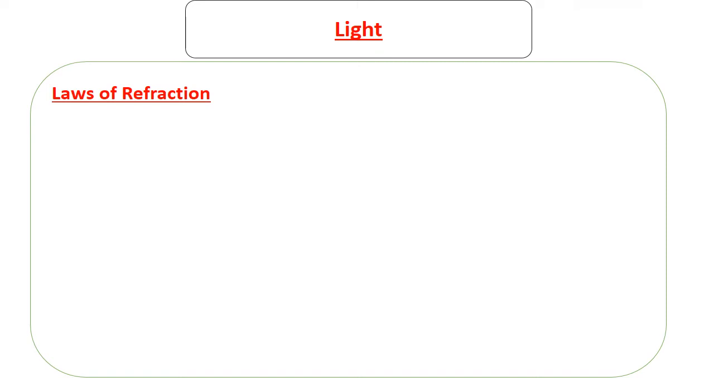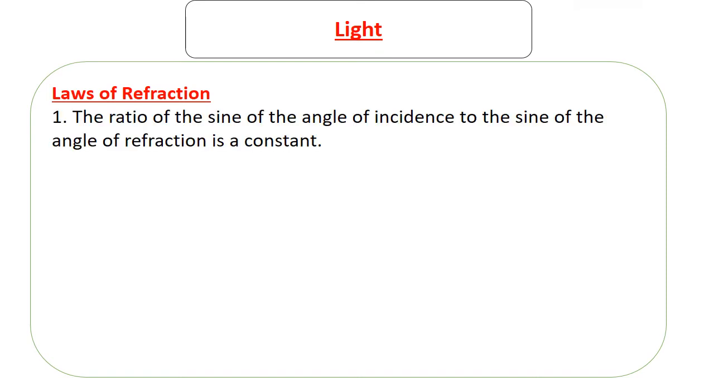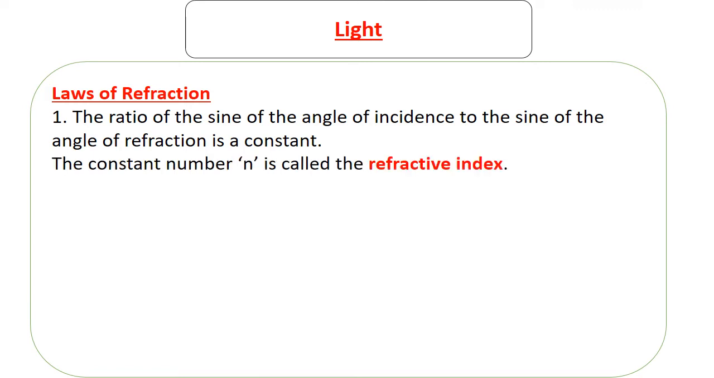Next, we take a look at the laws of refraction. The first law is that the ratio of the sine of the angle of incidence to the sine of the angle of refraction is a constant. What is sine? You will understand this in just a second. The constant number is called the refractive index, and this is called Snell's law. Mathematically, Snell's law is expressed like this: n is equal to sine of the angle of incidence over sine of the angle of refraction.